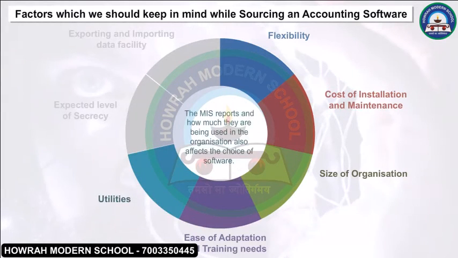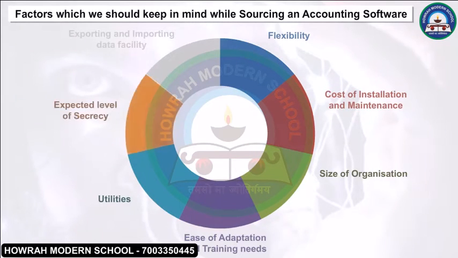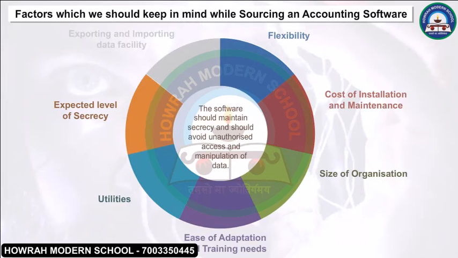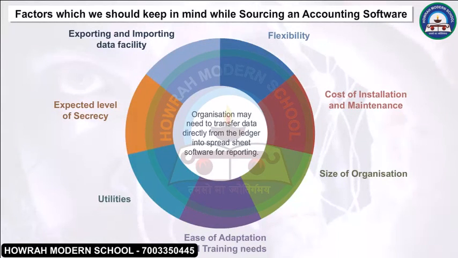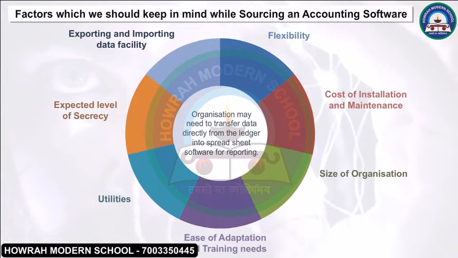Utilities. The MIS reports and how much they are being used in the organization also affects the choice of software. Expected level of secrecy. The software should maintain secrecy and should avoid unauthorized access and manipulation of data. Exporting and importing data facility. Organizations may need to transfer data directly from the ledger into spreadsheet software for reporting. The software should allow such transfer of data. It should have the importing and exporting facility.